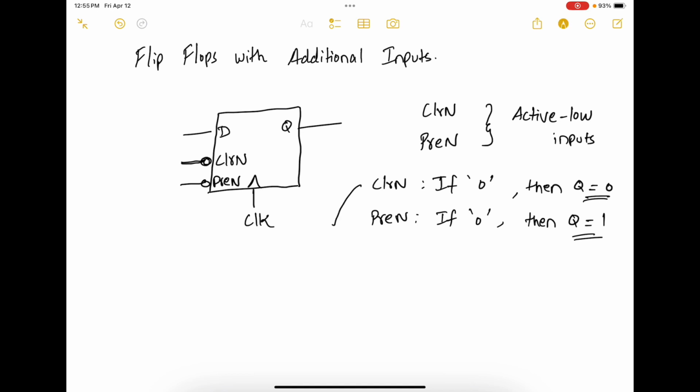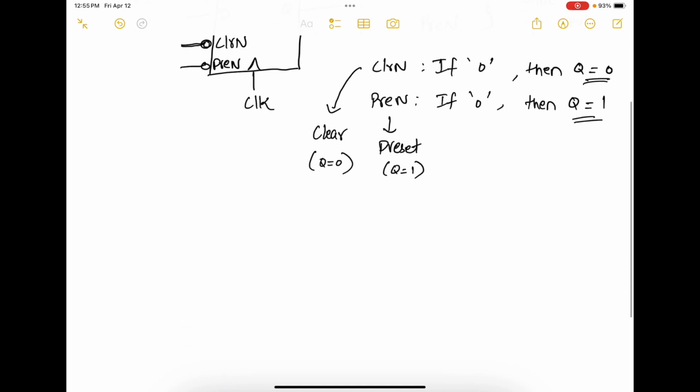So this is known as clear N, and this is known as preset. So clear indicates that your output is going to get cleared. Preset indicates that your output is going to be 1. Clear N and pre-N can be asynchronous or synchronous. So clear N and pre-N, they can either be asynchronous signals or they can also be synchronous signals.